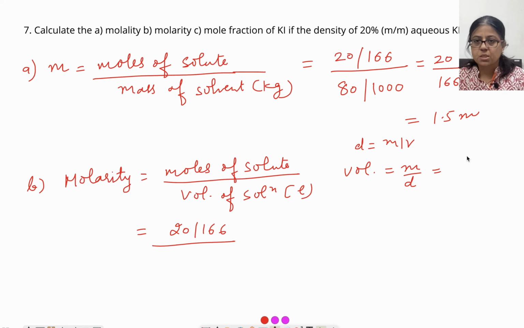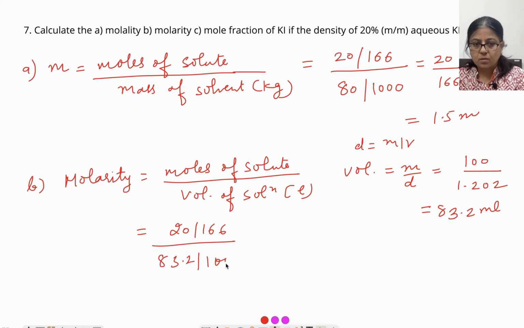What is the mass of the solution? Mass of the solution is 100 grams and the density of the solution is 1.202. So 100 by 1.202 is the volume of the solution, which will be in ml, because we are using the density in gram per ml. 100 by 1.202 is equal to 83.2 ml. But we need the volume in liter, so we will divide 83.2 by 1000. This is how we can calculate the molarity of the solution, and it is equal to 1.44 molar solution.